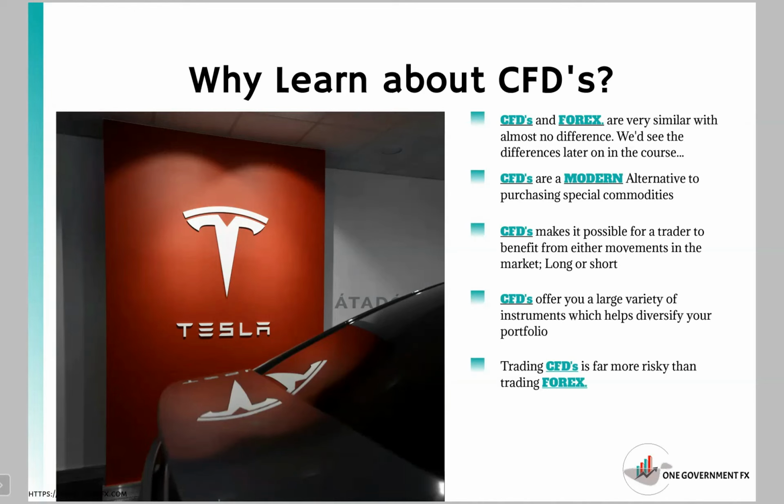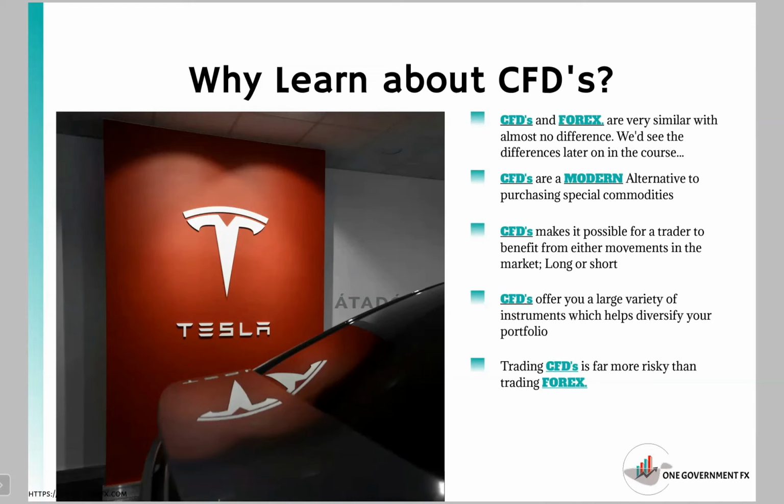CFDs offer you a large variety of instruments, which helps diversify your portfolio. What this means is, if we didn't have CFDs, you may be limited to just buying shares from one company or the other. But now you could trade in a lot of things. You could trade in metals, indices, energies, a lot of things you had not really imagined before. So CFDs give you a means of accessing a wide range of instruments to trade on in the market.